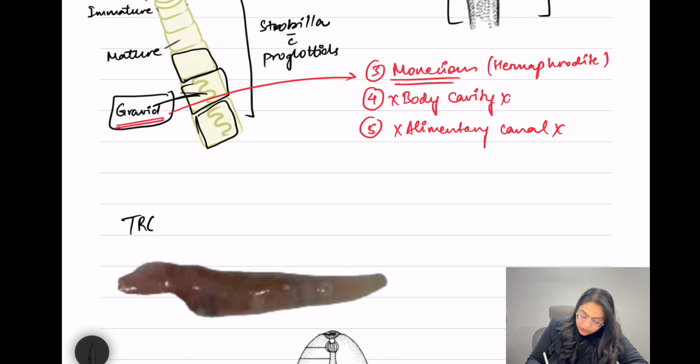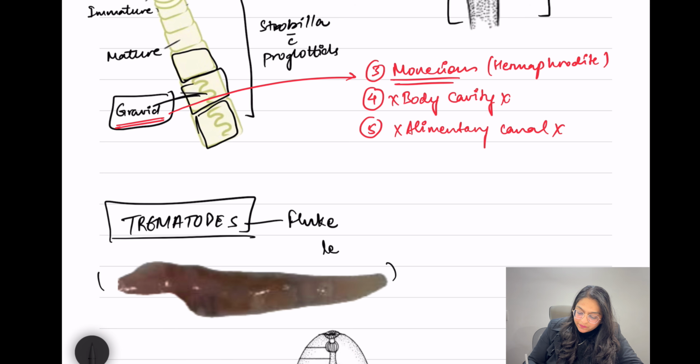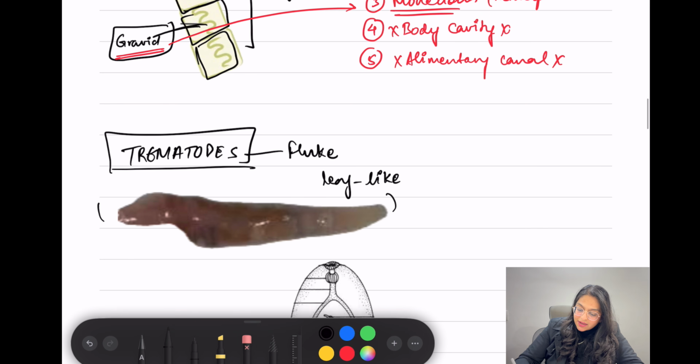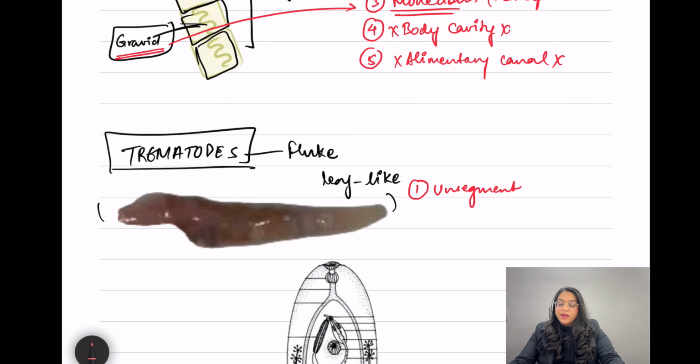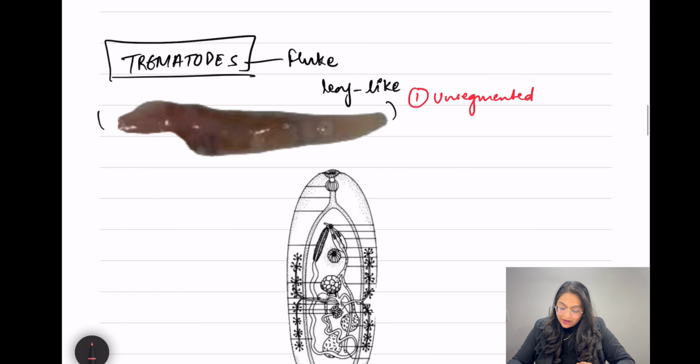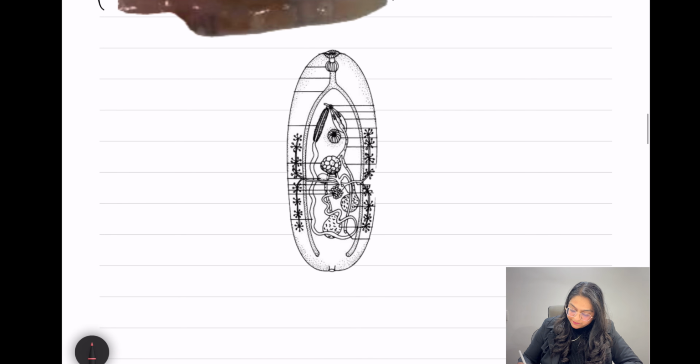This is my trematode right here. So this is a fluke. You can see this is leaf-like. It looks like a leaf. I see no segments. Number 1, this is unsegmented and leaf-like. Okay, what are my other points? Now let's look at this prototype diagram. What do I see here?